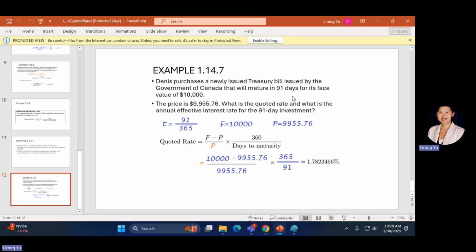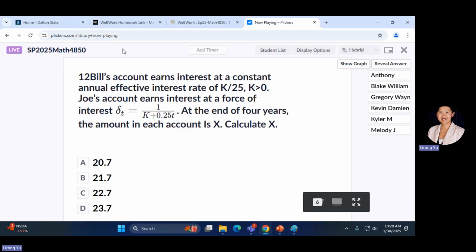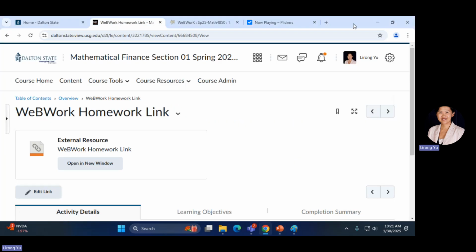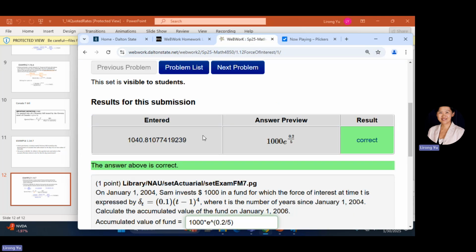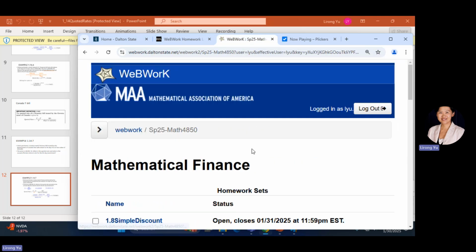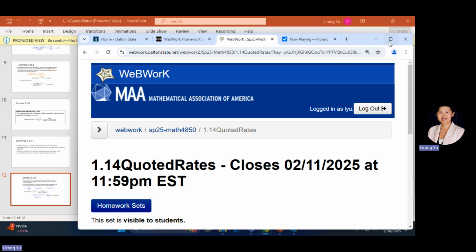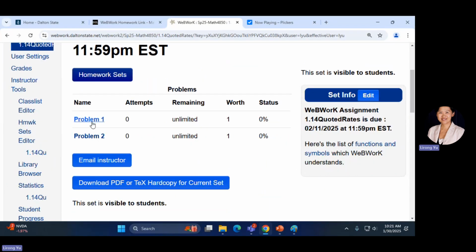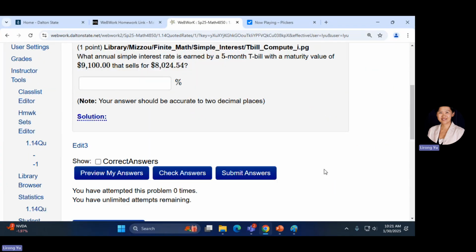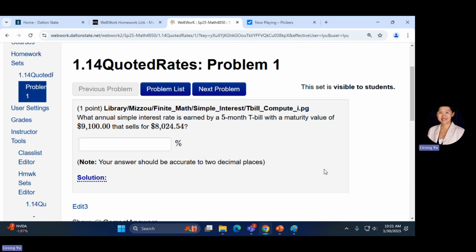This is example 1.14. There's only 2 assignments. I cannot find a lot of examples on these, so I only pulled 2 questions for 1.14, and they're pretty much similar to what we did. There's only 2 questions. If you run into any problem, let me know.